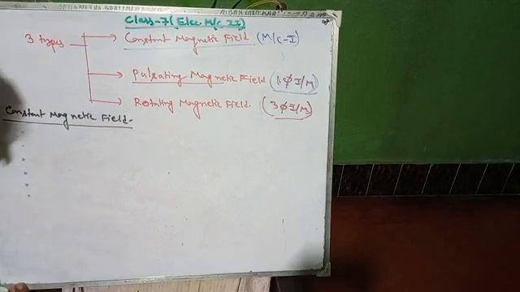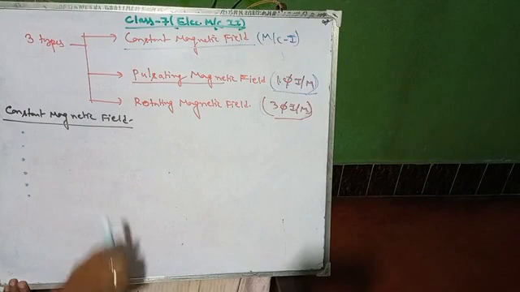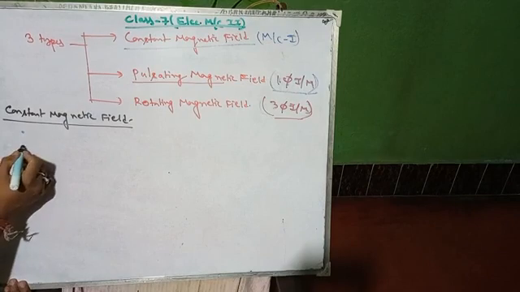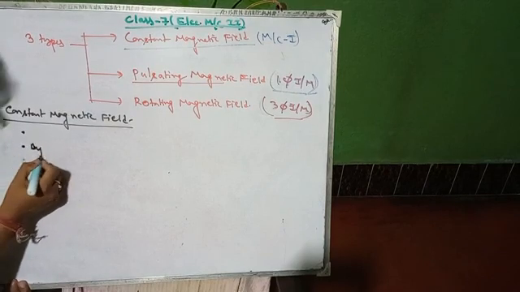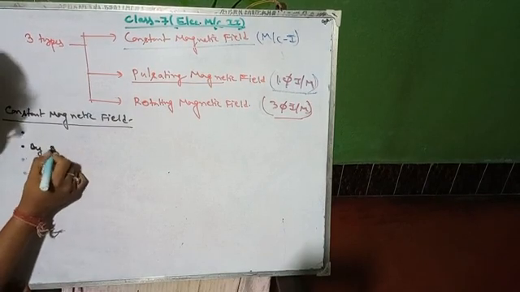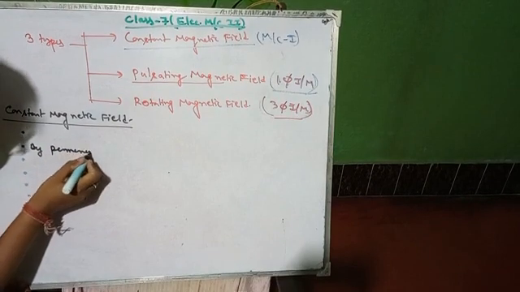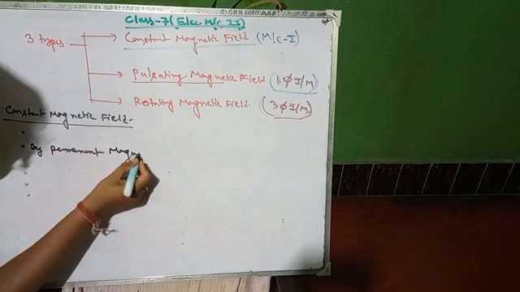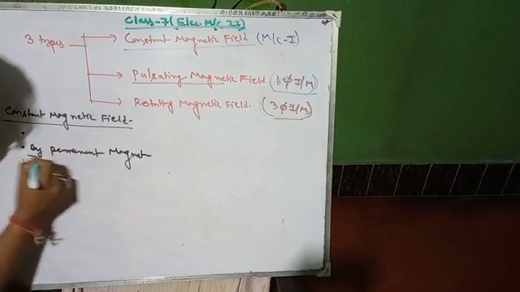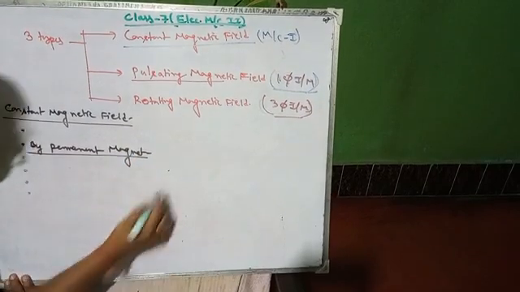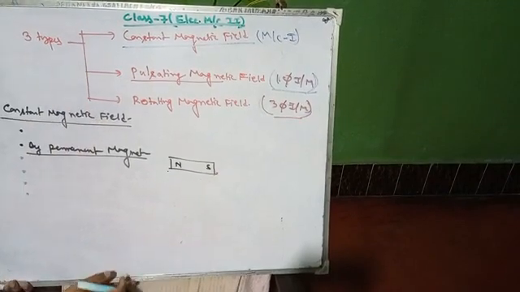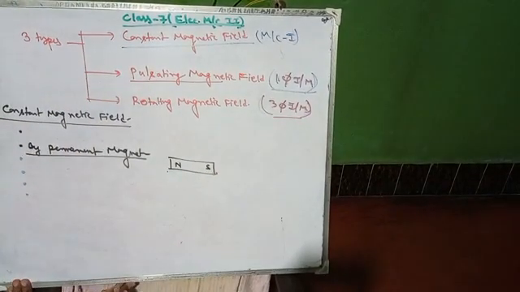So first, in this first point, you have to learn this one. And in case of the second point, that is how the magnetic field is produced by a permanent magnet. So what is a permanent magnet? Suppose you are taking a bar magnet, north pole over here and south pole over here. So how is the magnetic field produced?